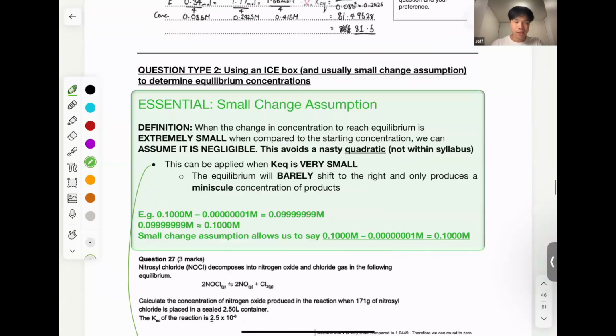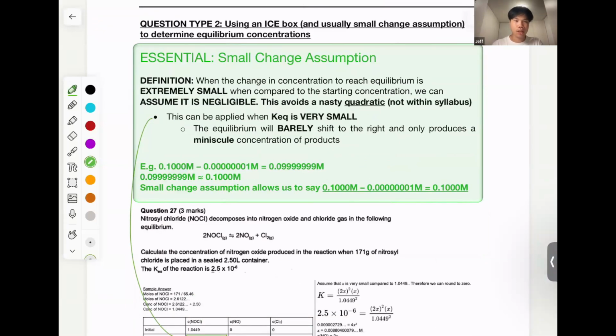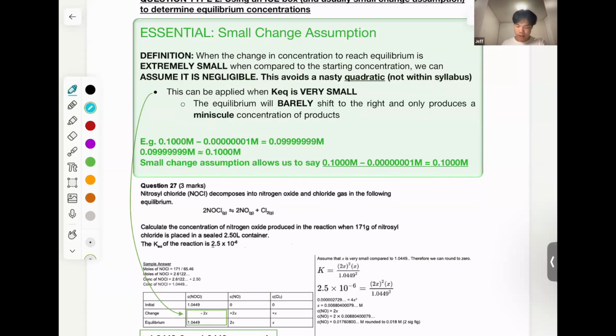Second question type, a little bit more difficult. Using an icebox to determine equilibrium concentrations. You now need to introduce something we refer to as the small change assumption. The small change assumption is where some unknown change is so small compared to a concentration that you may as well call it negligible. This helps you to avoid quadratics, cubics, and difficult calculations that you don't need to do in chem. You can only apply this when the KEQ is very small.